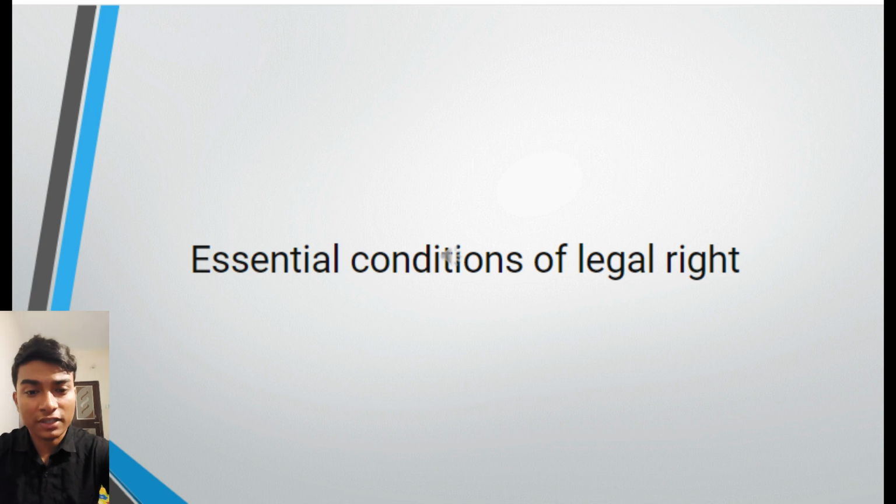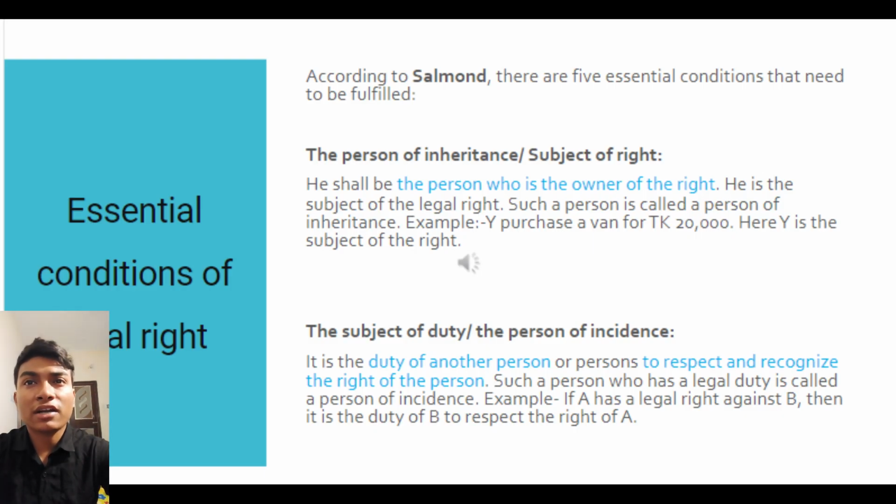Essential conditions of legal right. According to Salmond, there are five essential conditions that need to be fulfilled. The person of inherence, the subject of right. He shall be the person who is the owner of the right. He is the subject of the legal right. Such a person is called a person of inherence. Example, Y purchases a van for taka 2000. Here, Y is the subject of the right.